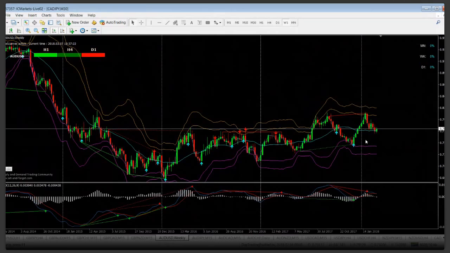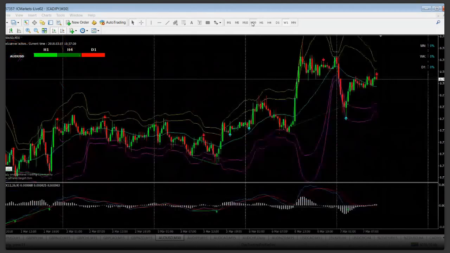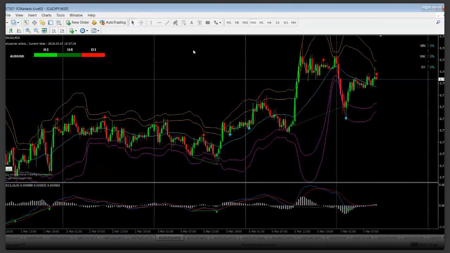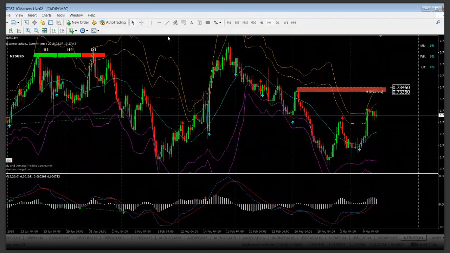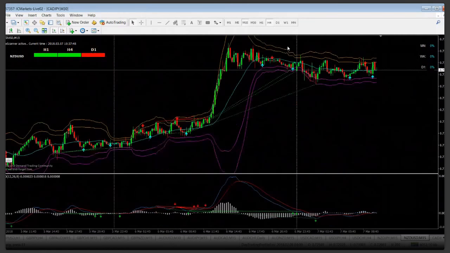It's weekly. See, we're just in this sideways movement here, so this could be coming back up here. Sell. Little Kiwi trades just sitting there.